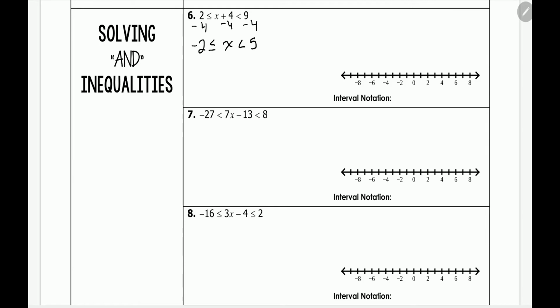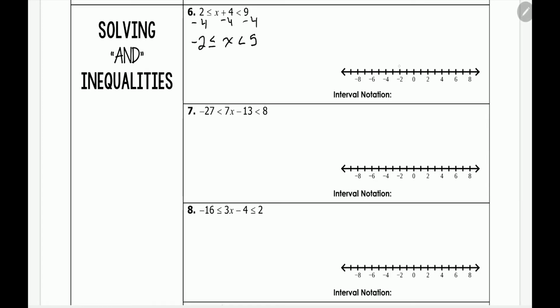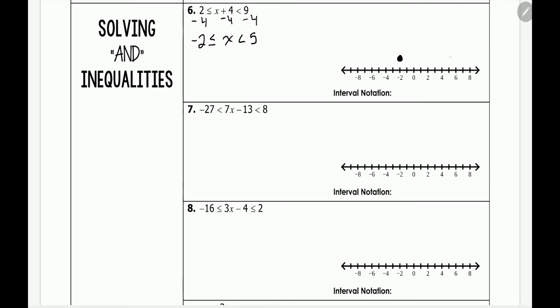Okay? So with this guy, it's a lot easier to graph in my opinion. So we go to -2. It's right here. It is less than or equal to x. So we have a closed circle. Then we go to 5. Since 5 is just a less than symbol, we have an open circle. And then we just connect the two.